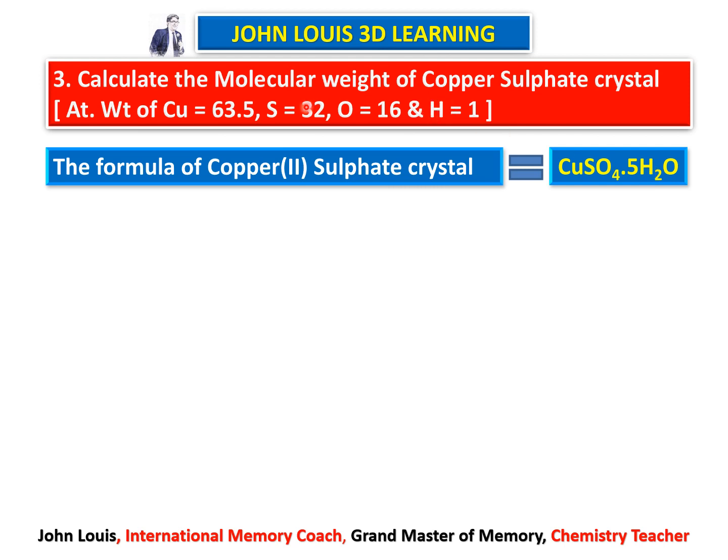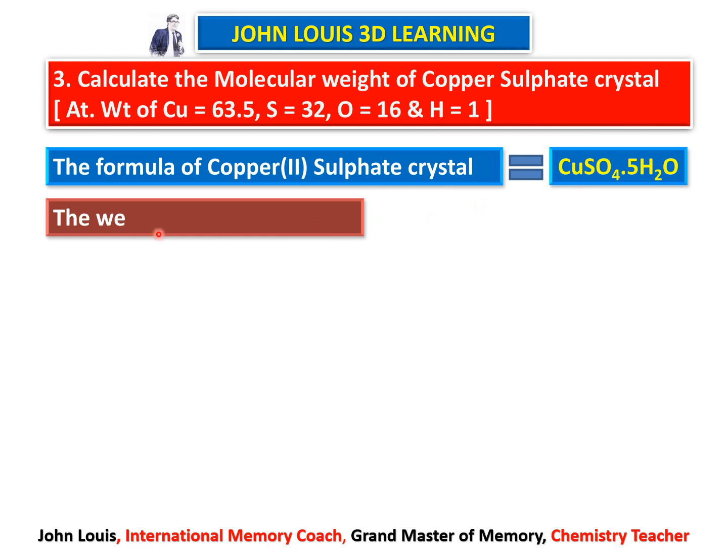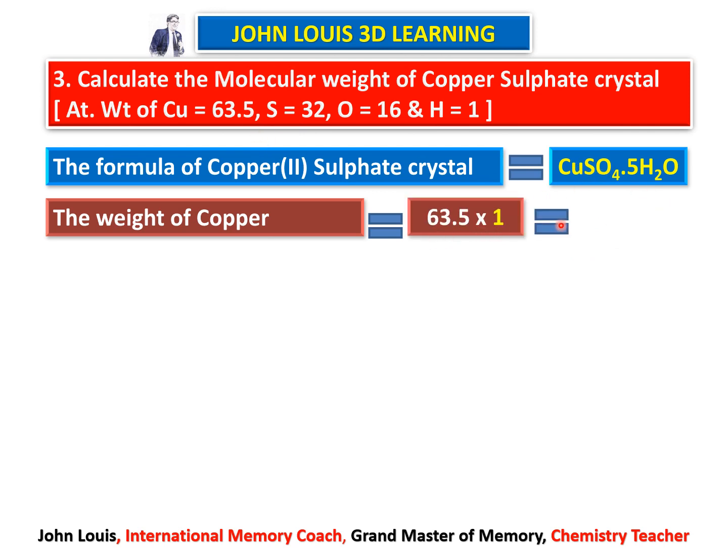So their atomic weights are given here. Atomic weight of copper is 63.5, sulfur is 32, oxygen is 16 and hydrogen is 1. We should know how to count the number of atoms of each element here. Okay, now what is the first one? Copper. Therefore the weight of copper is 63.5. How many copper atoms are there? Only 1 here. Therefore 63.5 into 1 is equal to 63.5 grams.